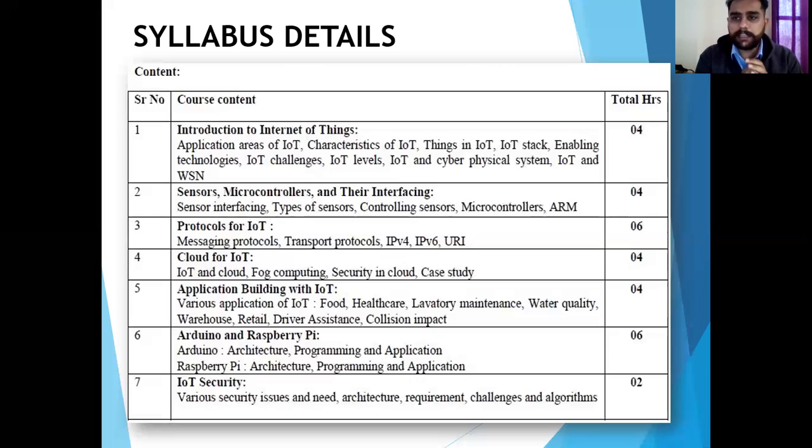Let us talk about unit number 7. It contains IoT security, the various security issues, and what we need to do to overcome these issues. IoT security architecture, then requirements of the particular architecture, then challenges that we are facing, and algorithms. So there are various things that we need to learn during the IoT security sessions. It has a 2 hour session. So basically we have a total of 7 chapters, and this much we need to learn during our whole semester. So yes, it's all about semester detail.